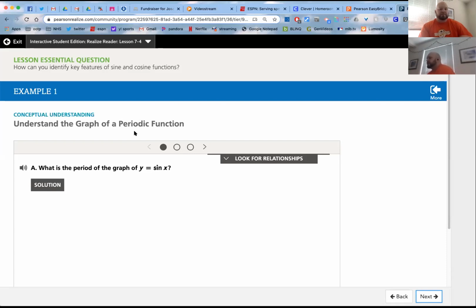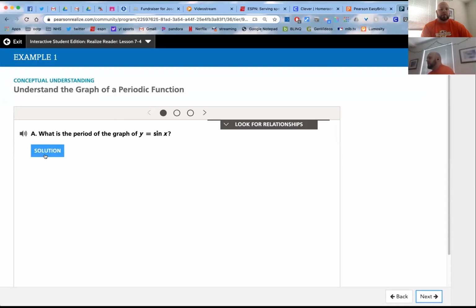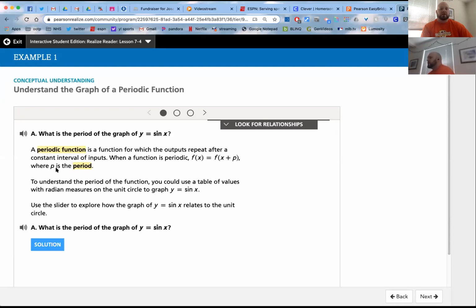Example 1 says, what is the period of the graph y equals sine x? So the period is just how long it takes a function to start at some value and then get back to that same value, to make a full rotation.